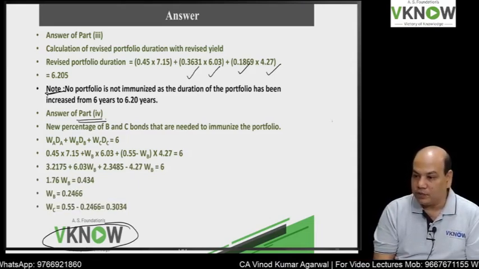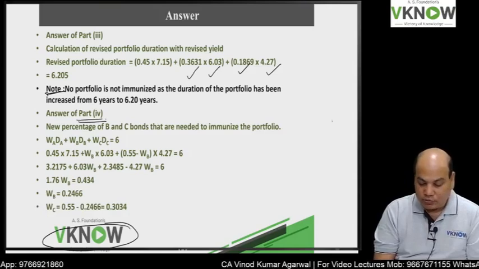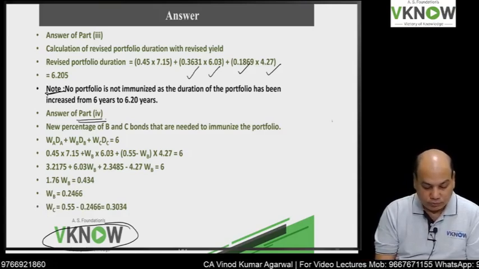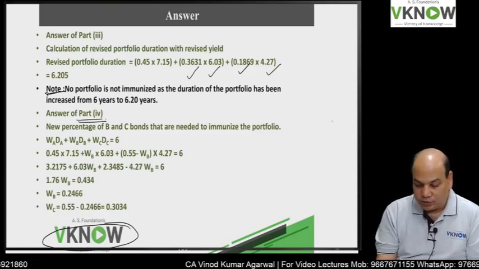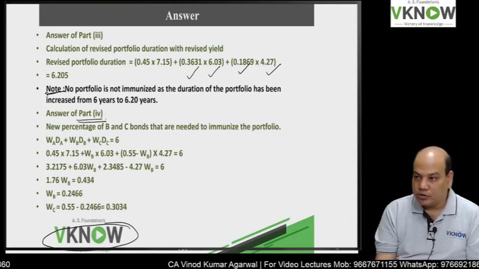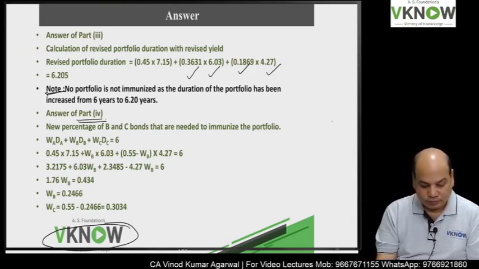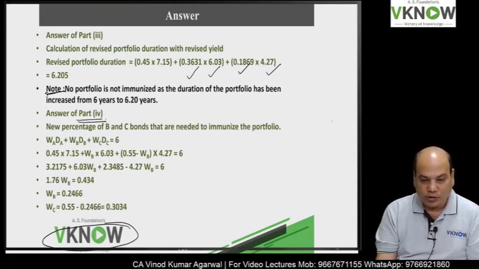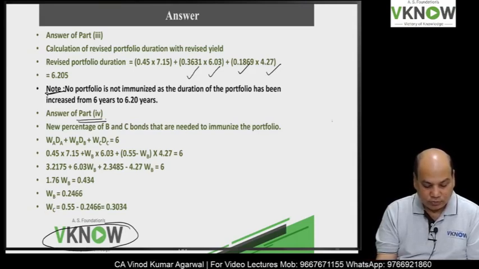Take 0.55 minus 0.246. Very good. 0.3034. 0.3034 is right.